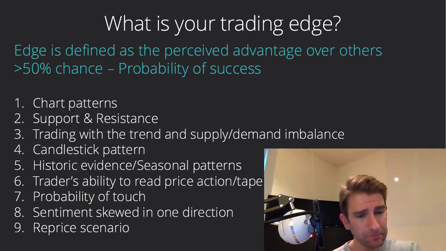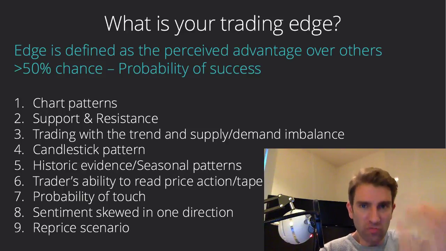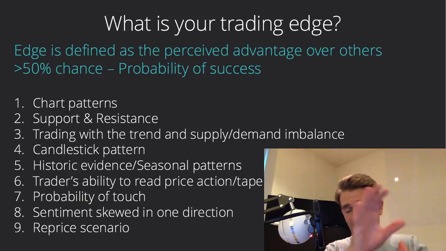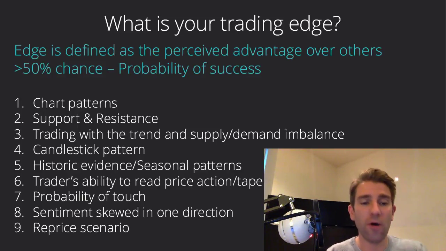Number 6, the trader's ability to read price action or tape reading. Again, if you've got an edge where you can read that market, the flow on the market depth, the tape, time and sales, look at the market depth, orders coming in and out, then that's going to give you a bit more of a trading edge. Number 7, probability of touch.